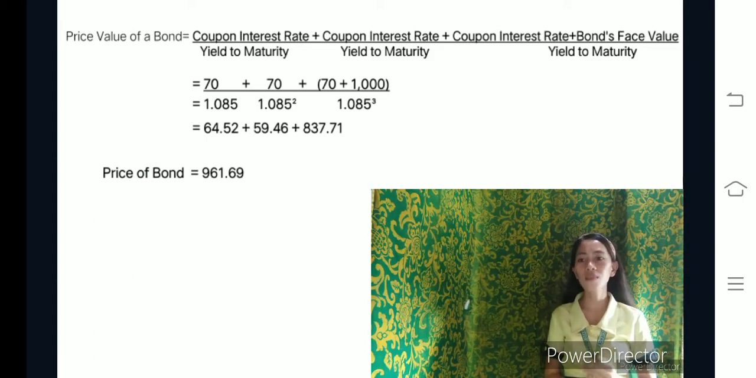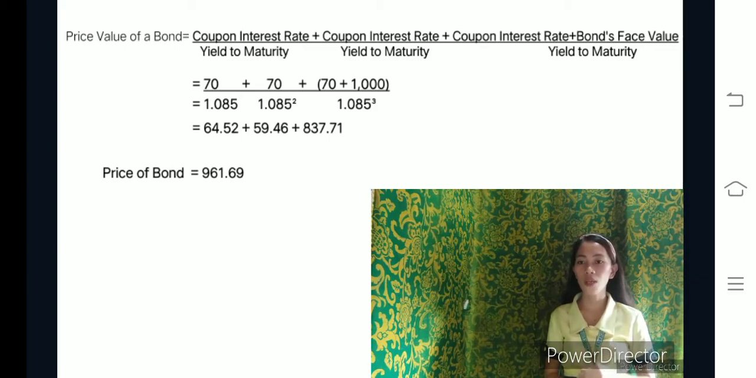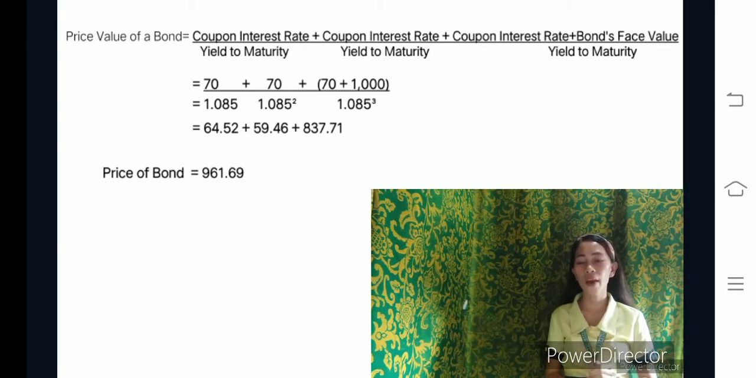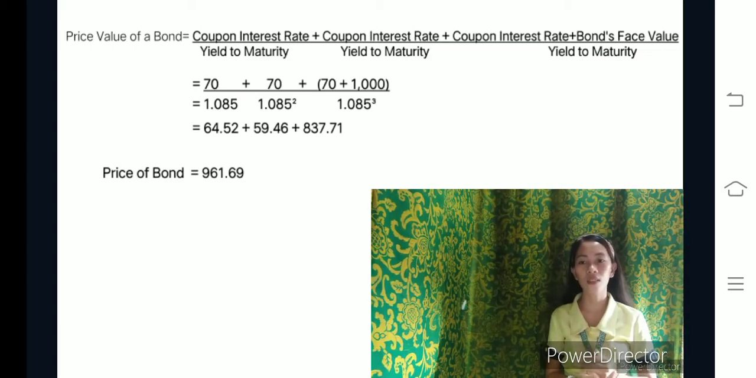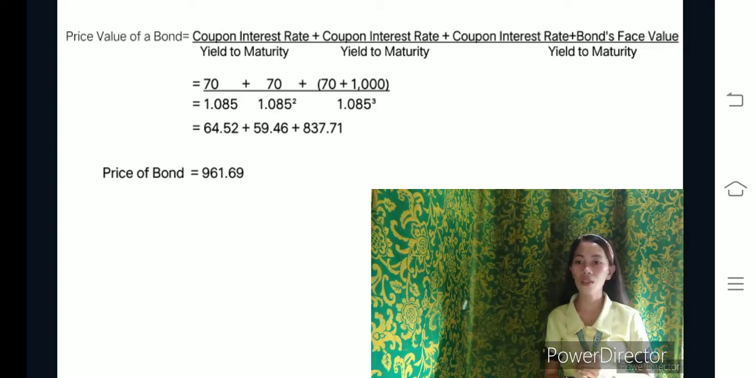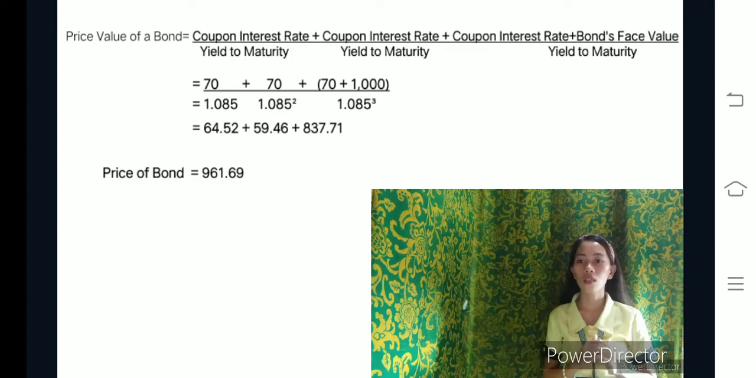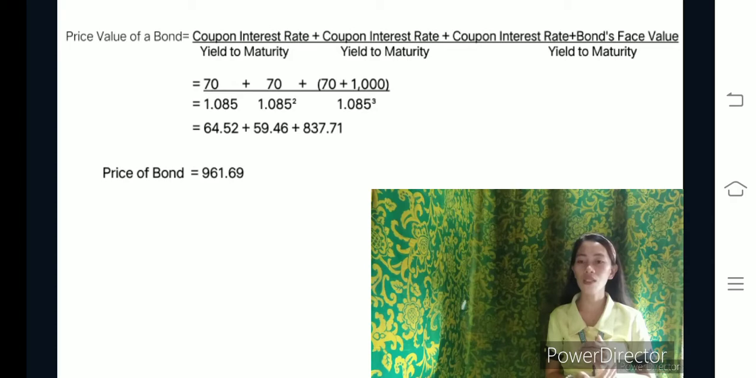So 70 divided by 1.085 is 64.52. 70 divided by 1.085 raised to the power of 2 is 59.46. And 70 plus 1,000 is 1,070 divided by 1.085 raised to the power of 3 is 837.71. 64.52 plus 59.46 plus 837.71 is 961.69, and that would be the price of the bond.